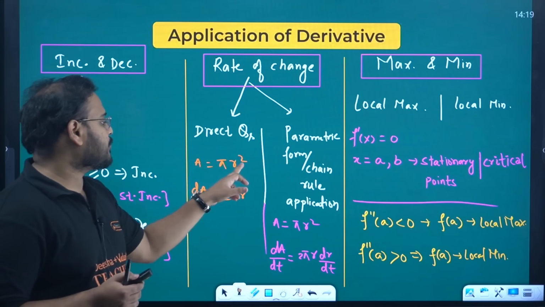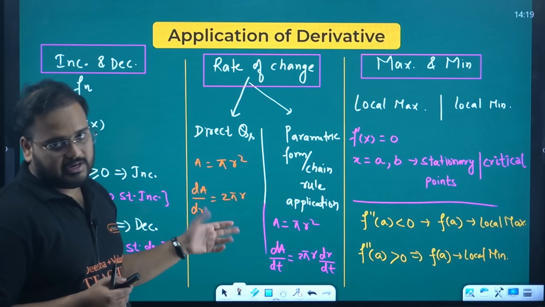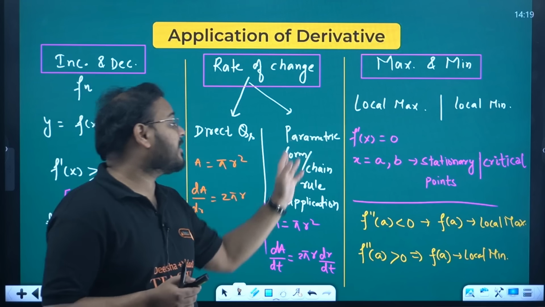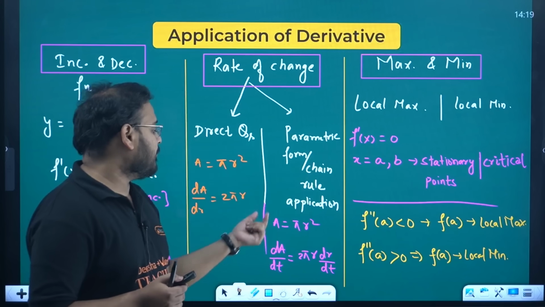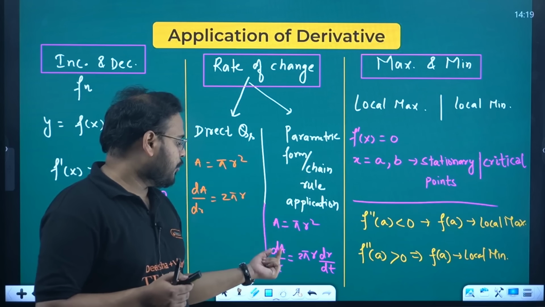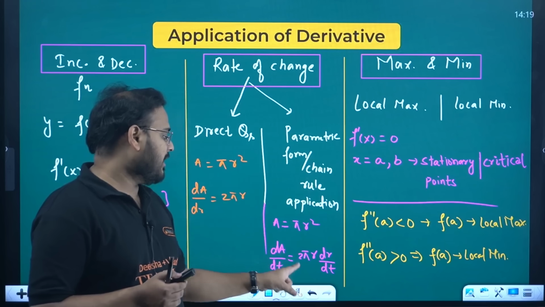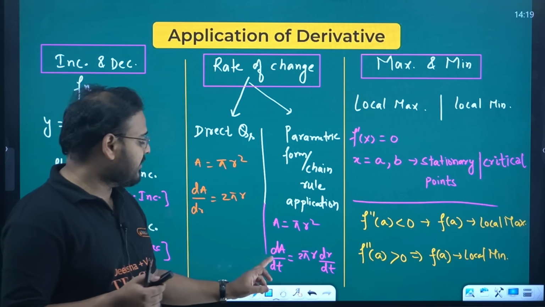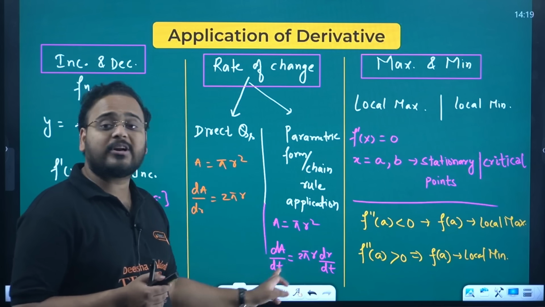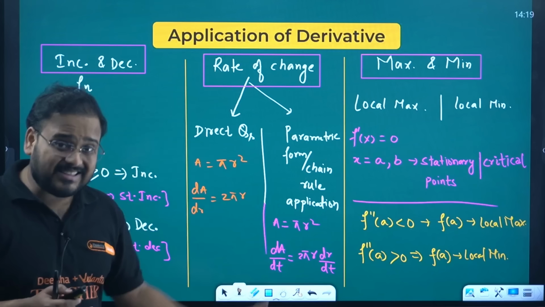So when A is pi r square and you want dA by dr, you get the answer as 2 pi r. But when you use parametric form or chain rule differentiation, for example, A is in terms of pi r square, you go dA by dt over here. So you have 2 pi r dr by dt, because the variable is changed. It is not r anymore, it is t. So you have got to continue with what? In this case, chain rule.